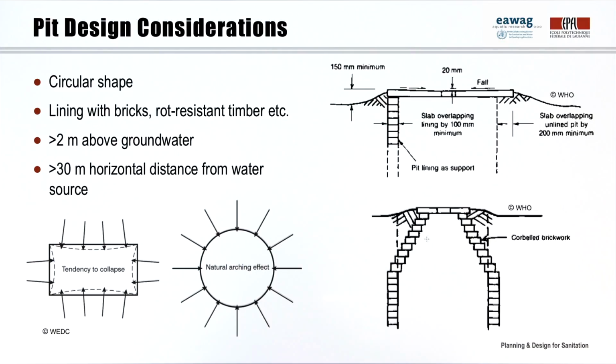The pit volume should be designed based on the number of users, the design life or desired filling time, and the local sludge accumulation rate. The sludge accumulation rate depends on several factors, including the infiltration capacity of the soil, the biodegradability of dry cleansing materials, and the water use. It is typically in the order of magnitude of 40 to 90 liters per capita per year.